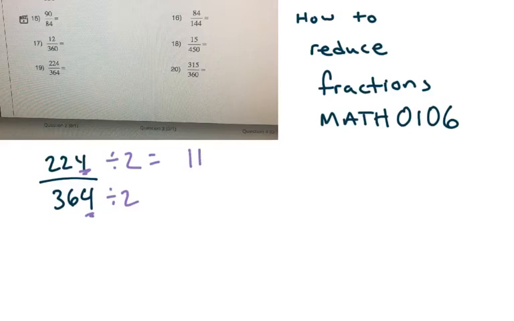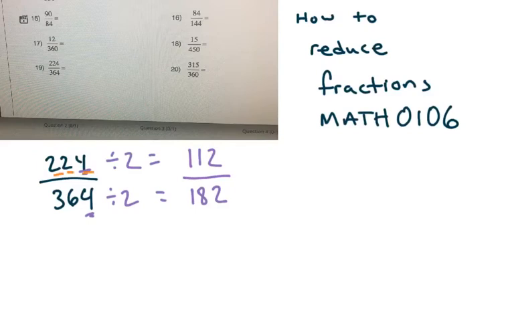So this is going to leave me with 1, 1, 2. And on the bottom, it's going to leave me 30, 36 is going to be 18, and 4 divided by 2 is going to be 2. So that leaves me with 112 over 182. Again, just to be super clear, I am literally going through each of those and dividing them by 2.